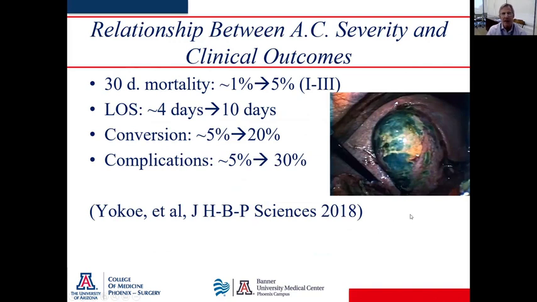So 30-day mortality with a grade 1 is 1%, and it goes up to about 5% with a grade 3. Length of stay goes from 4 days to 10 days. The conversion from laparoscopic to open rate goes from 5% to 20%, and the rate of morbidity goes from 5% to 30%. So certainly the grading is very important in looking at the prognosis of acute cholecystitis.